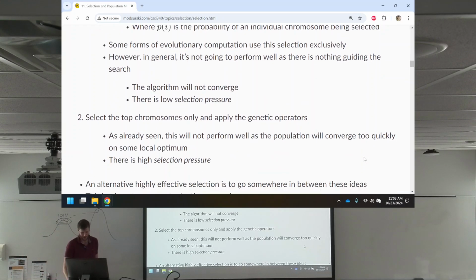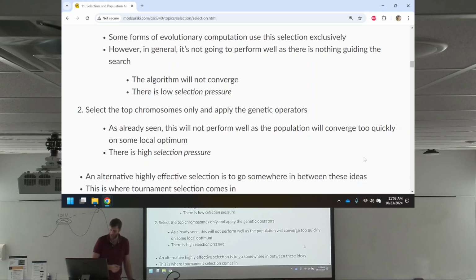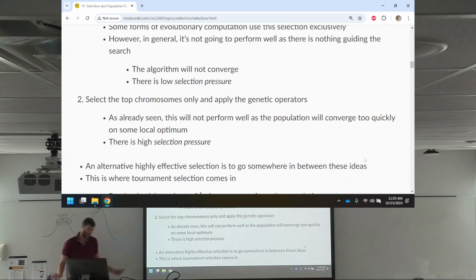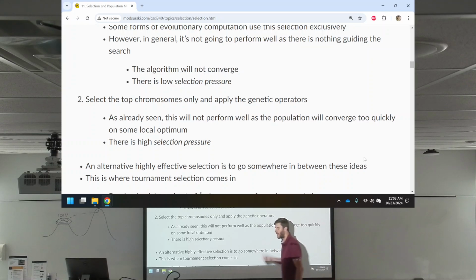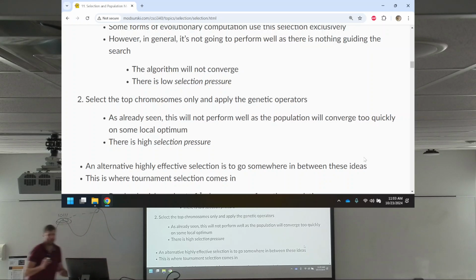The second strategy is select the top chromosomes and only apply the genetic operators. So I always go pick the top chromosomes and then apply the genetic operators. We've already seen this. We've played around with this when we were tinkering, where you always pick the best candidate solutions, but this is not going to work well at all. It's going to converge way too fast. We'll get a situation of that contrived example, where it's impossible for me to get the best candidate solution unless we have something like mutation.